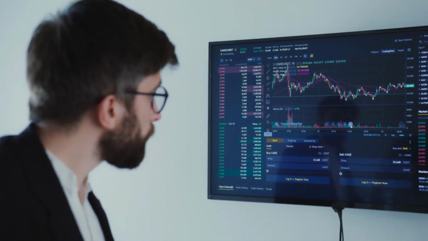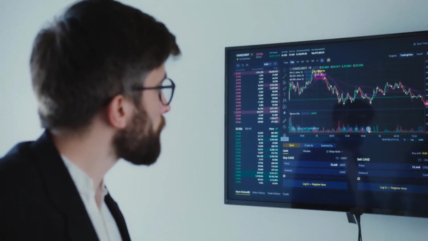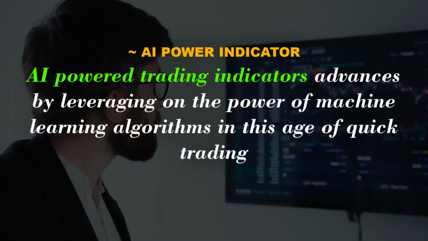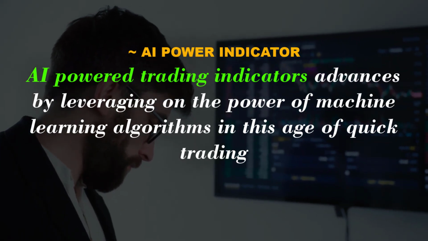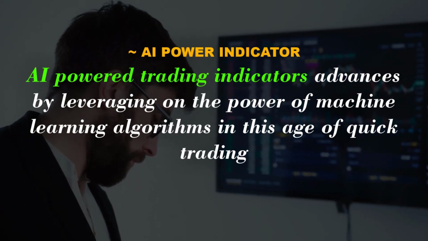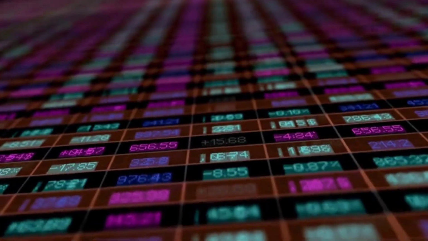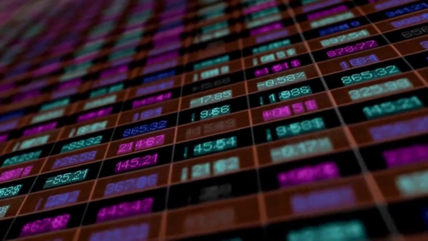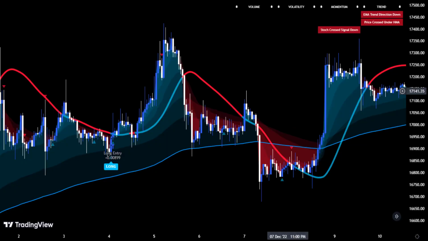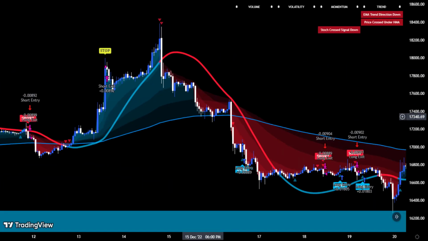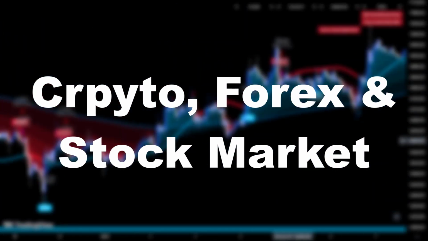One of the sectors where AI has created a significant impact is in technical analysis, particularly in the advancements of trading indicators by leveraging the power of machine learning algorithms in this age of quick trading. AI trading indicators can quickly analyze massive amounts of data and offer insights that were previously impossible to acquire. With these indicators, you can find better and smarter trade entries in the crypto, forex, and stock markets.